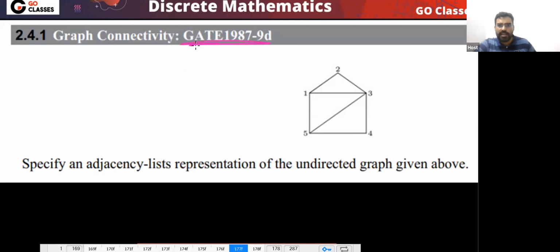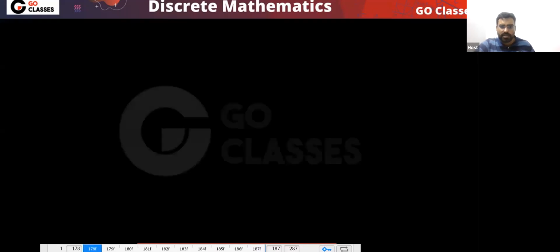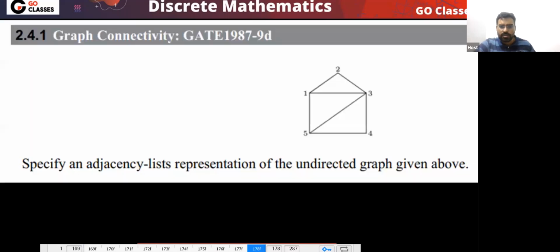This is your GATE 1987 question. What will be the answer? Adjacency list representation of this graph. What is the adjacency list representation? So this is the answer. Oh, I did not take the answer. Okay, so what will be the answer for this?